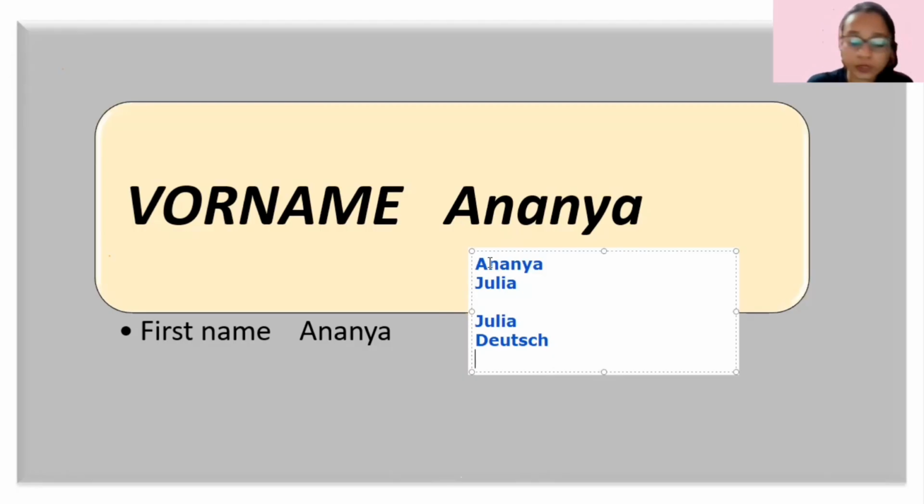Okay. Let's do this together. D, A, U T, S C H. Deutsch. Clear? Great, guys. So you have to spell like this.